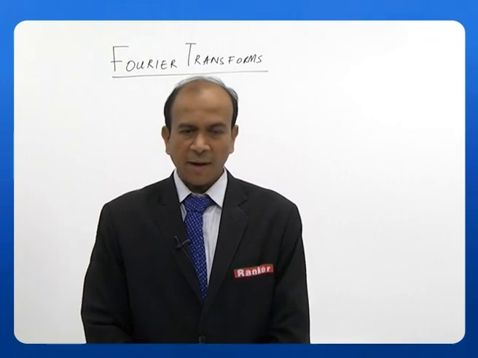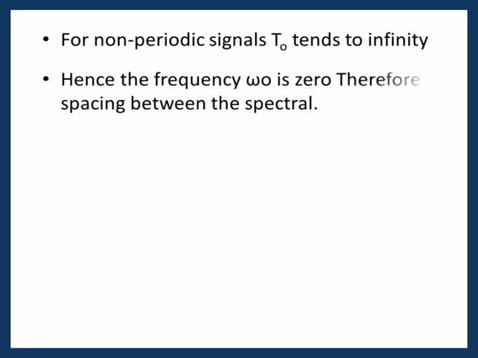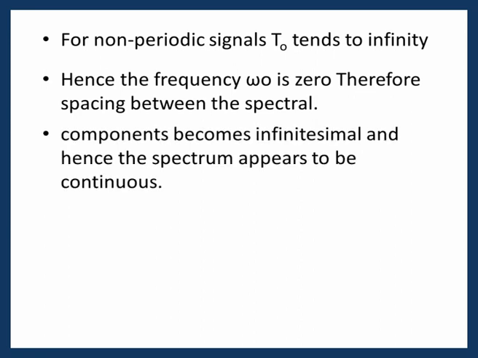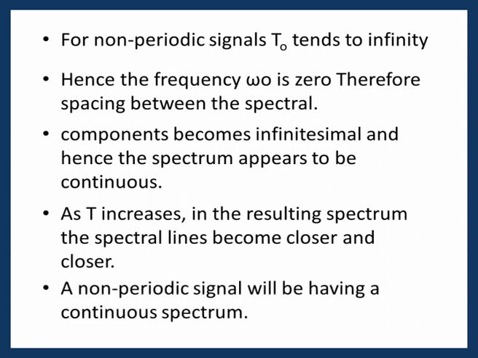Now we will see that for non-periodic signals, T0 tends to infinity. So, when the time period is extended to infinity, what is the frequency? The frequency becomes 0. Therefore, the spacing between the spectral components becomes infinitesimal, and hence the spectrum appears to be continuous. As T increases, in the resulting spectrum the spectral lines become closer and closer. Therefore, a non-periodic signal will have a continuous spectrum.